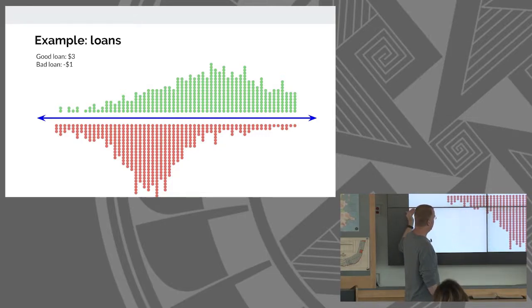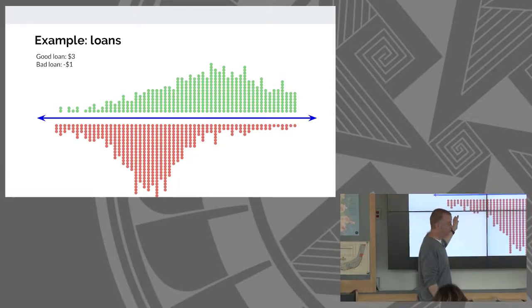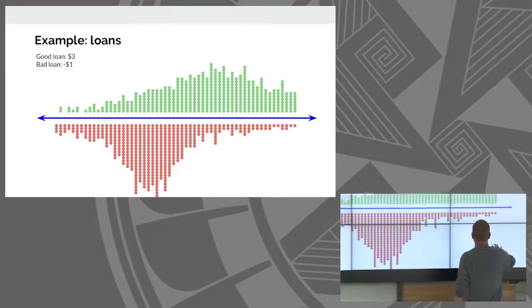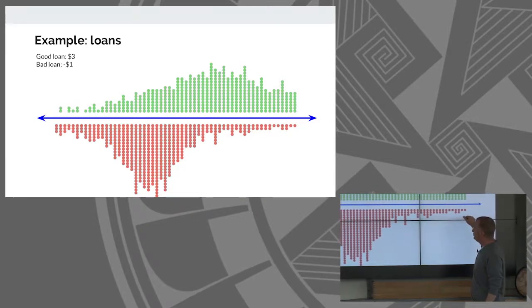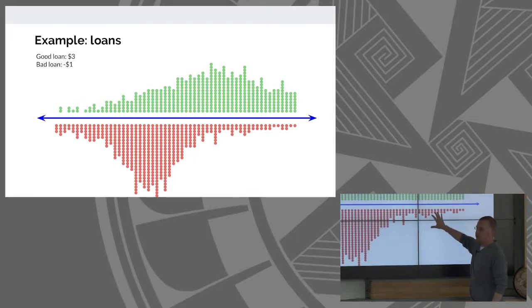And so my slider here, again, is the probability that I think someone's going to repay a loan. So down here, I think these people are really unlikely to repay the loan. But look, some of them did, right? And over here, I think these people are really, really likely to repay the loan, and some of them still didn't, right?